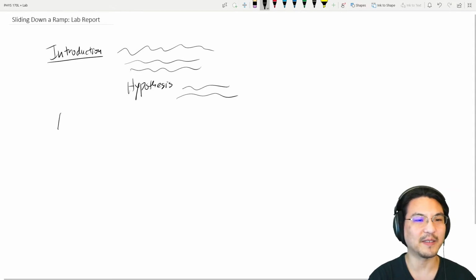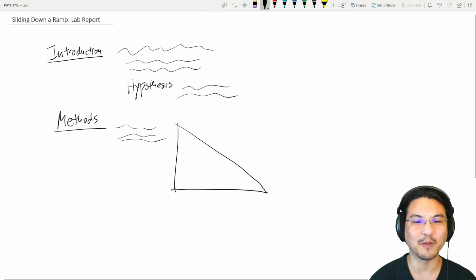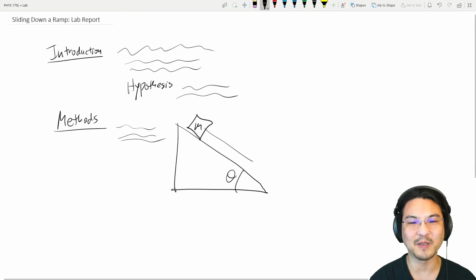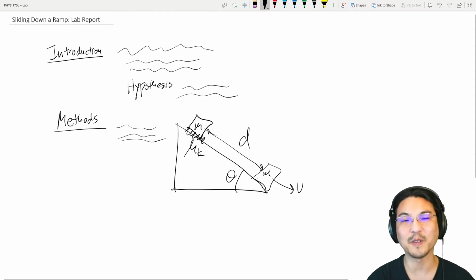Okay, and then next is the methods. So you just explain in enough detail that someone who reads your report can replicate your experiment. And in this section, you can also have a picture of your ramp setup, where you had your object here, and it was sliding this way some distance. And then it's going at some speed, and you're trying to measure the coefficient of friction here, some mu k, coefficient of kinetic friction.